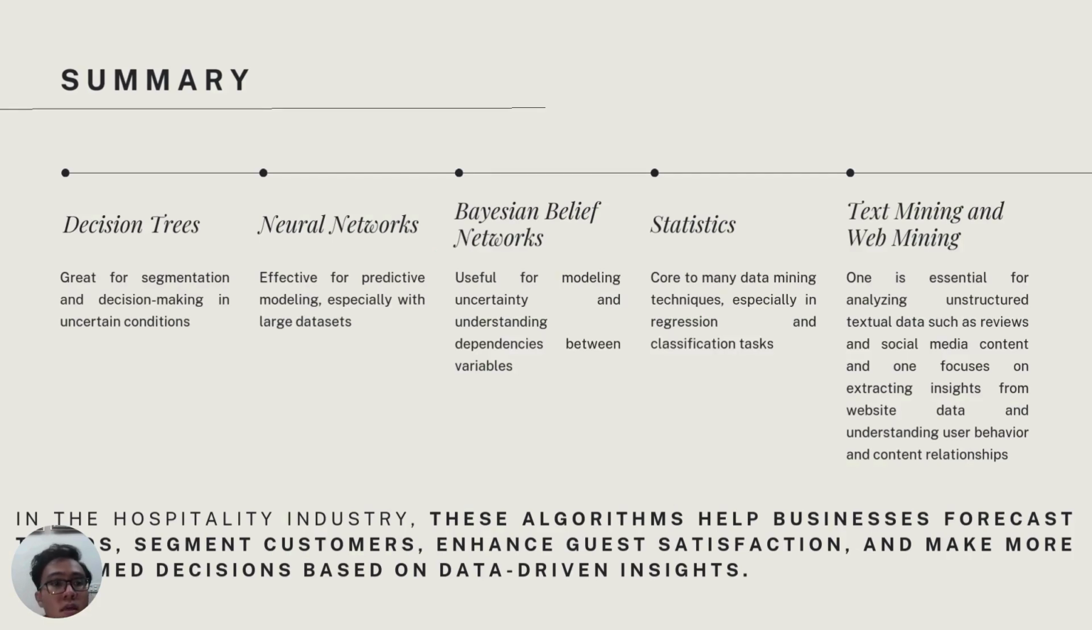In summary, the decision tree is great for segmentation and decision-making in uncertain conditions. Neural network can be effective for predictive modeling, especially with a large data set. Bayesian belief network is useful for modeling uncertainty and understanding dependencies between variables. Statistics is called many mining techniques, while text mining is essential for analyzing unstructured textual data. In web mining, we focus on extracting insight from website data. In the hospitality industry, these algorithms can help businesses forecast trends, segment customers, enhance guest satisfaction, and make more informed decisions.